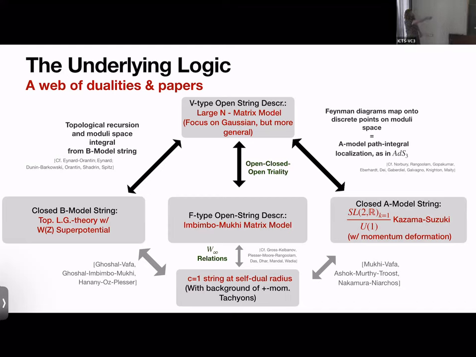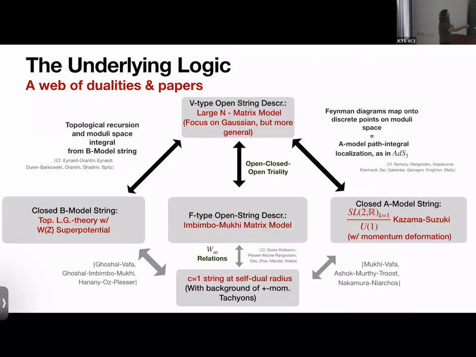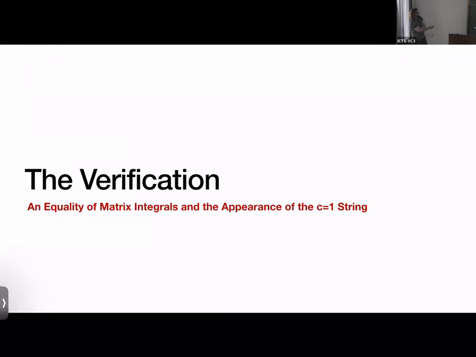So for now, what we're going to do is first work our way down, fan out. It's going to be this verification part. This first step is going between two open string descriptions, which is something we're not really used to thinking about. We're used to just thinking, okay, there's N equals four, and maybe there's not another open string description. So that's where this idea of open, closed, open triality really comes in, where we think of there as being multiple open string descriptions. So let's do that.